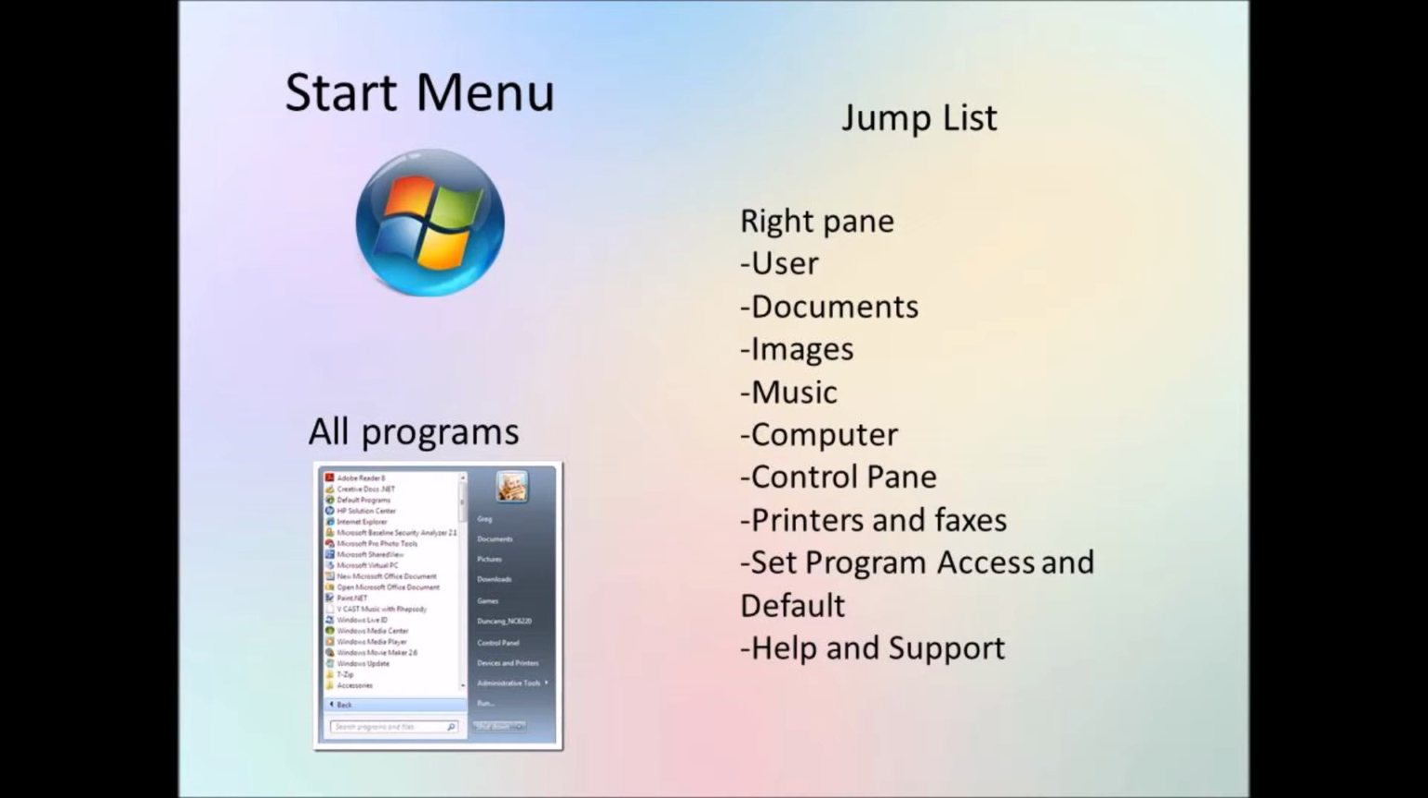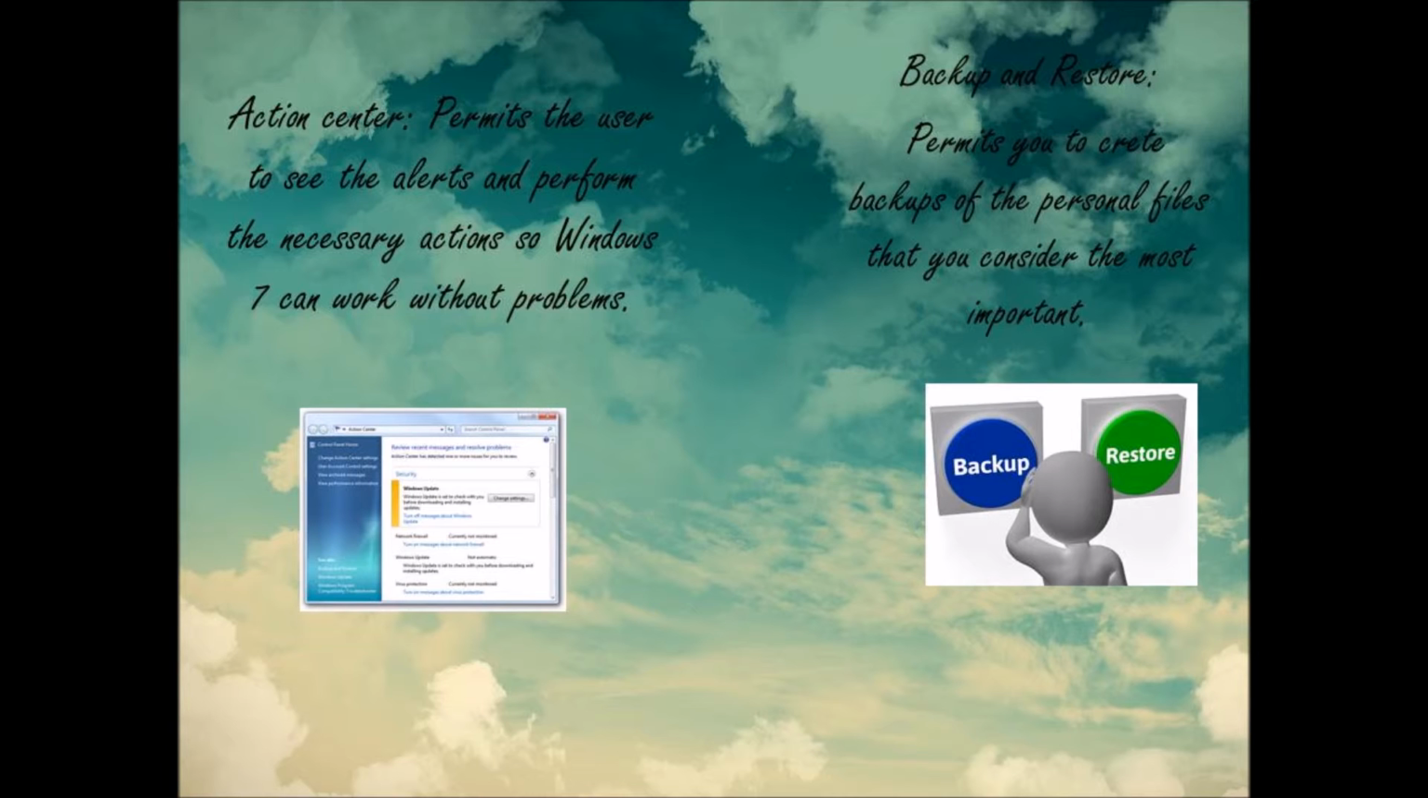In the right pane of the jump list, we can find the user, the documents, images, music, computer, control panel, printers and faxes, set program access and defaults, and help and support. The Action Center permits the user to see the alerts and perform the necessary actions so Windows 7 can work without problems, and the Backup and Restore permits you to create backups of the personal files that you consider the most important.